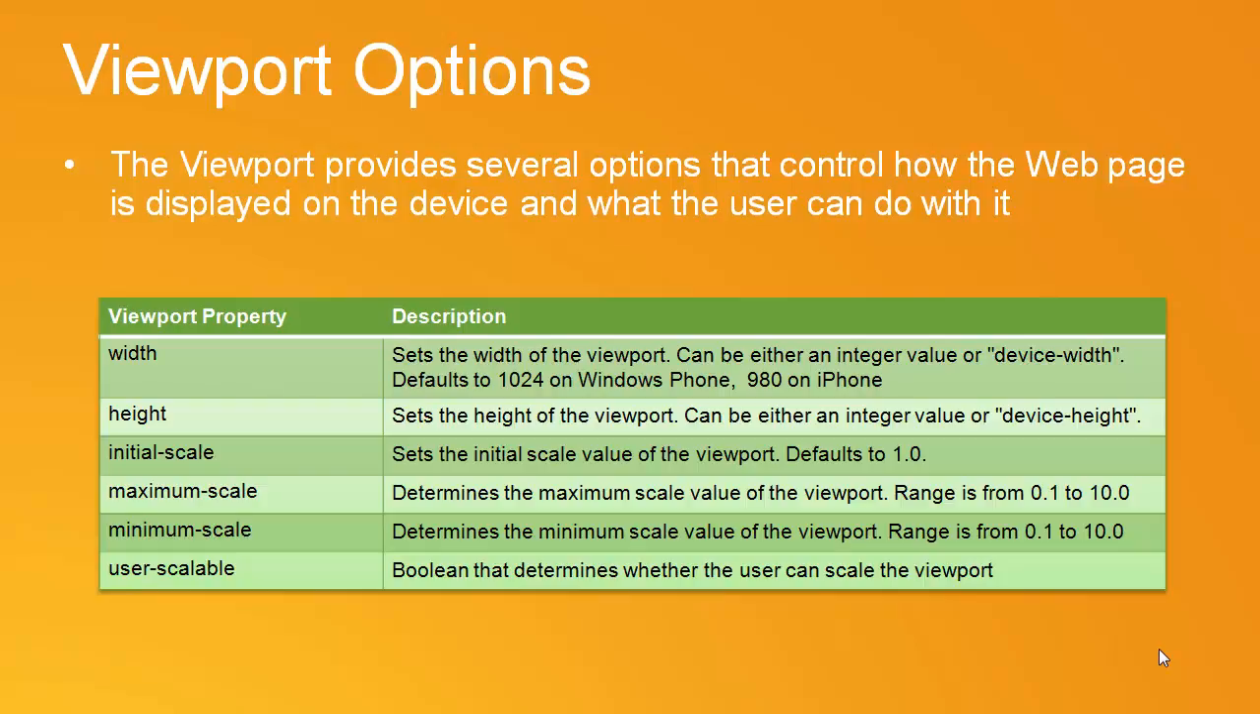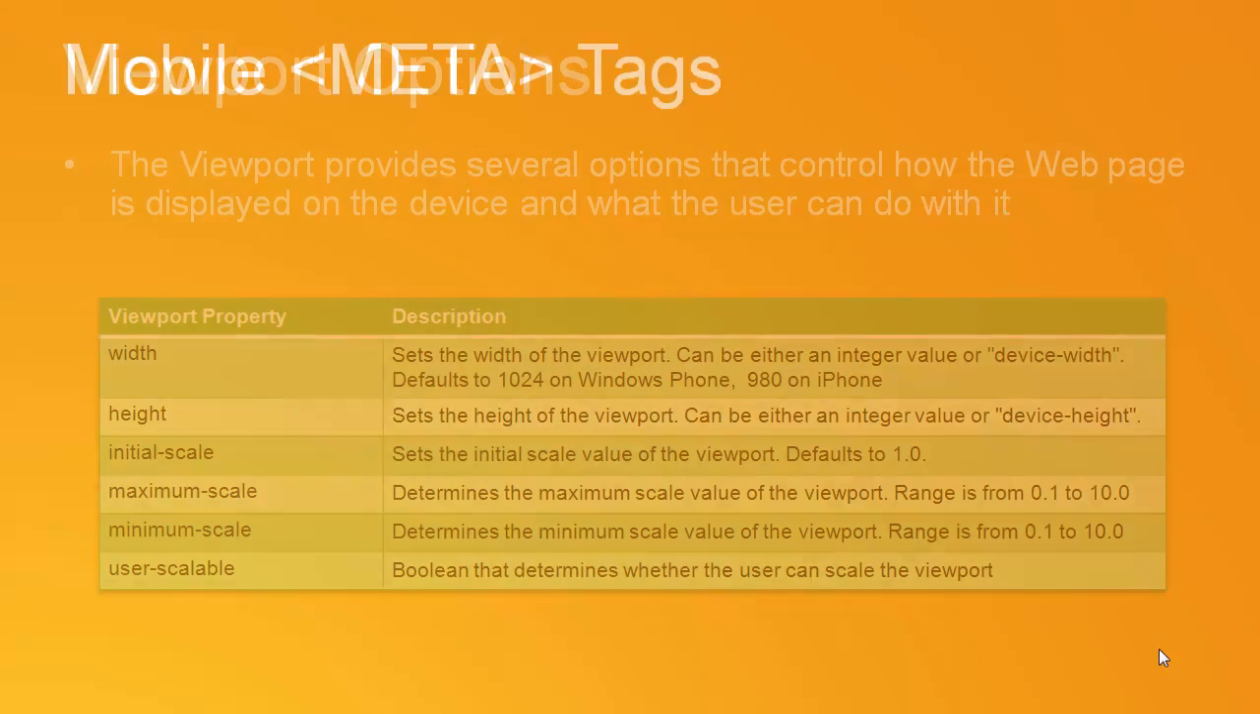You have width and height, specifically to control where the content is going to be shrunk or fit. There is an initial scale that you can set, which defaults to 1, the normal scale. You have a maximum scale and a minimum scale, so you can manipulate those, and you can also let the browser know whether the content is user scalable or not. That means that the user will not be able to zoom in if they want to.